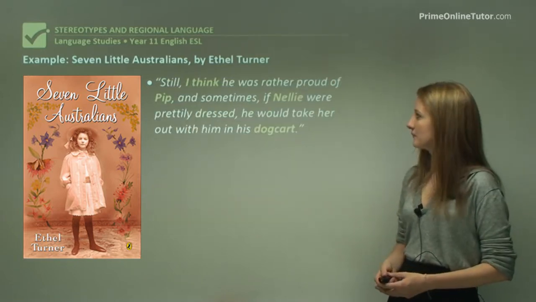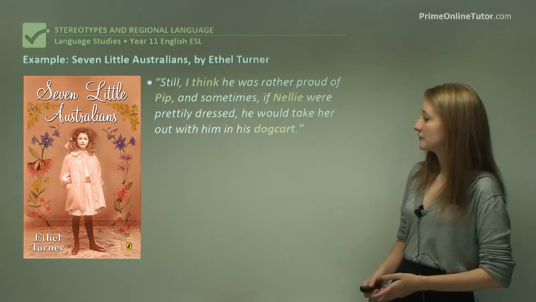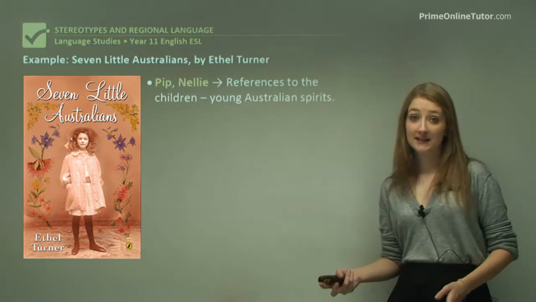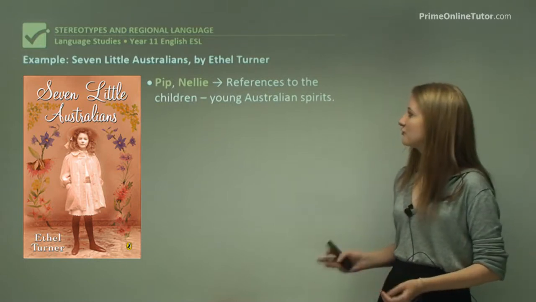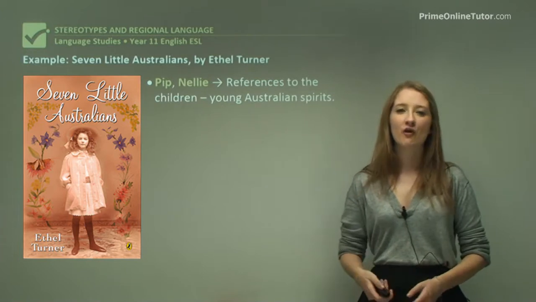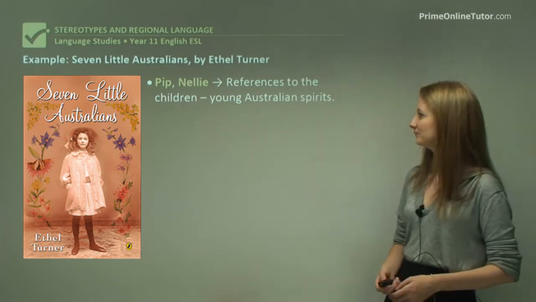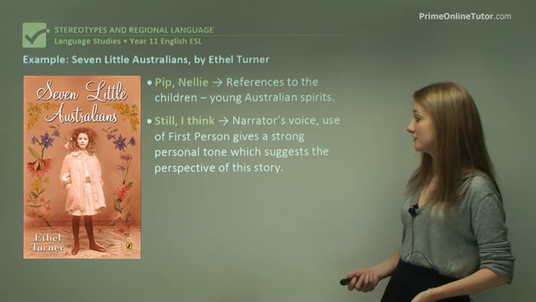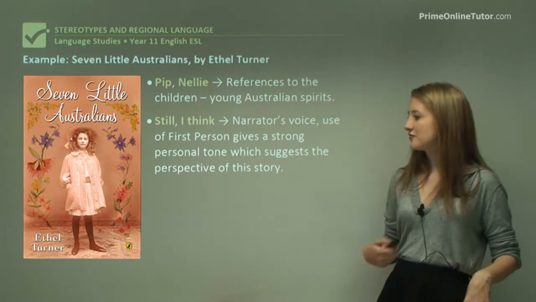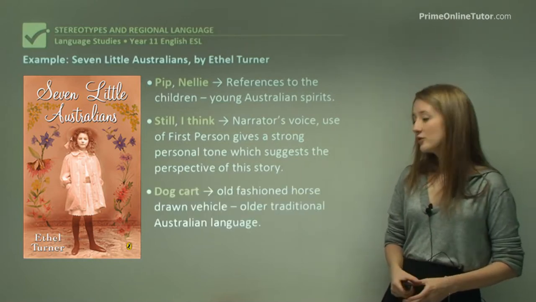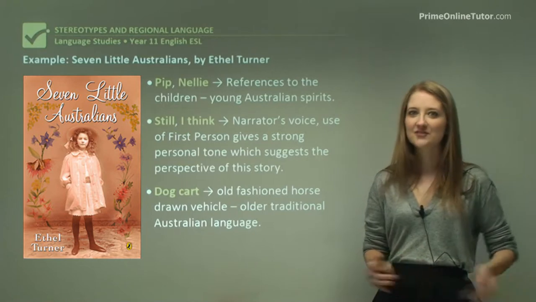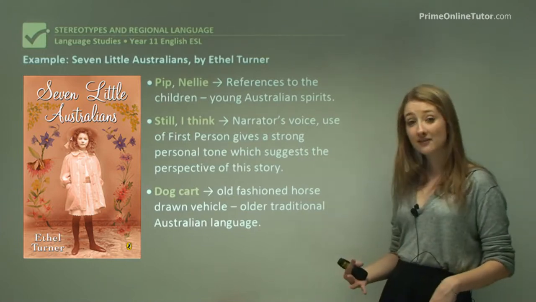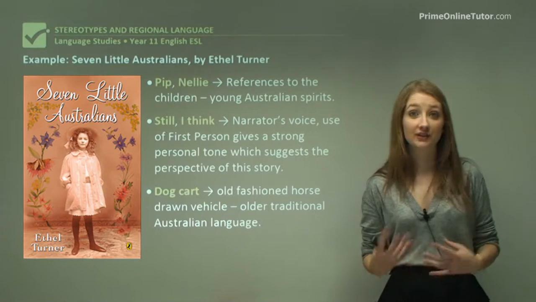The next bit of this quote, "Still, I think he was rather proud of Pip, and sometimes, if Nellie were prettily dressed, he would take her out with him in his dog cart." So Pip and Nellie are the names of two of the children in this story. References to the children is really an extended metaphor for that young Australian spirit of the new country. The use of "still, I think" is suggestive of the narrator's voice and uses first person to give a strong personal tone, which suggests the perspective of this story. Dog cart is another piece of Australian slang, so we've already looked at some of those in poetry. But a dog cart is an old-fashioned horse-drawn vehicle, so here you get that sense of not only Australian language, but older traditional Australian language.